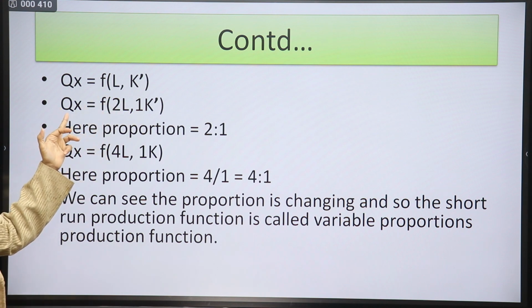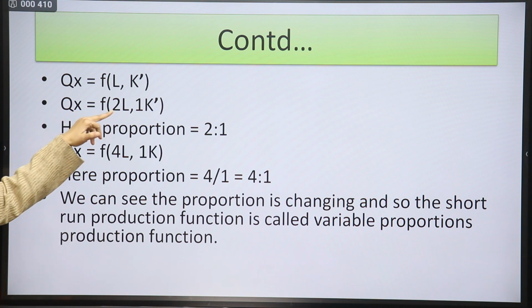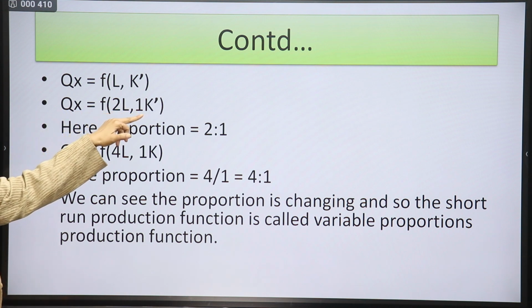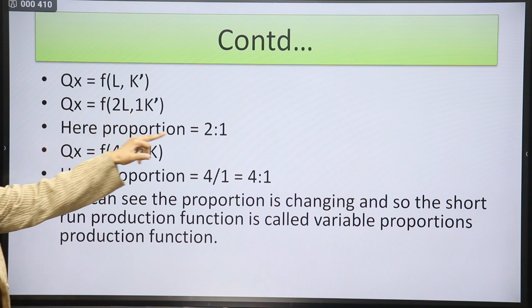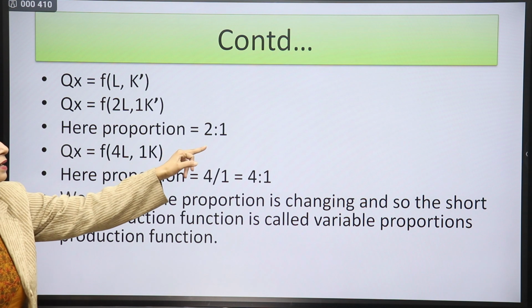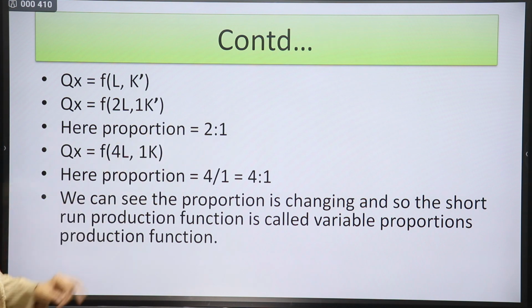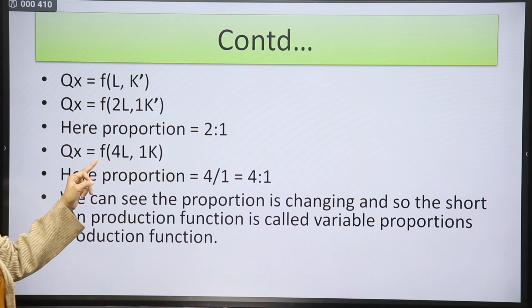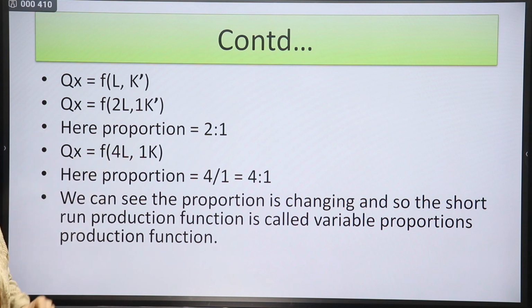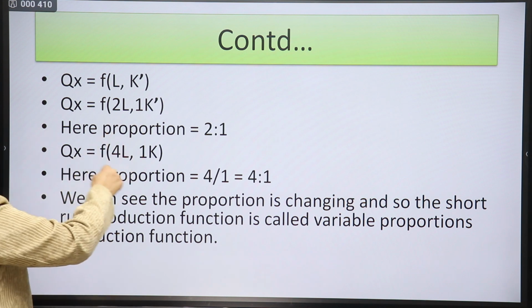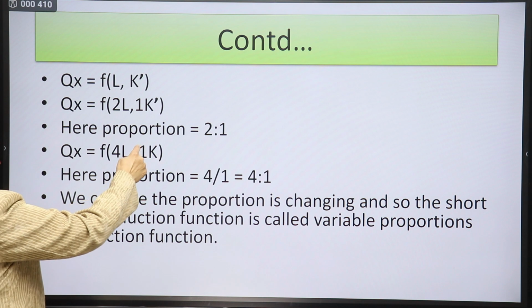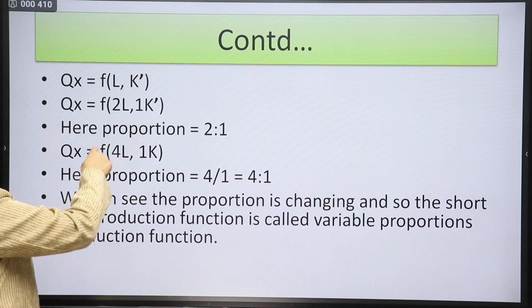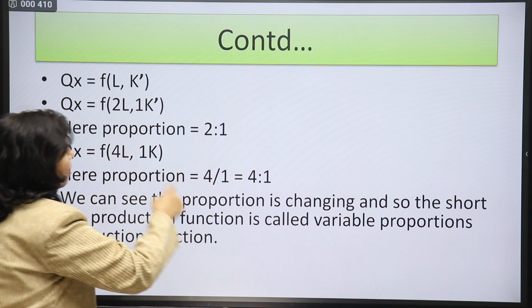So initially, if we have two laborers and one machine, we are having only one printing machine here in our example. Here the proportion is 2:1. Why? Because two laborers are there and one machine is there with them. Then QX is equal to function of 4L and 1 capital. That means here we have increased the number of laborers, or the number of workers, for printing our books. See here, one machine is there and 4 laborers are there. So the ratio becomes 4:1.